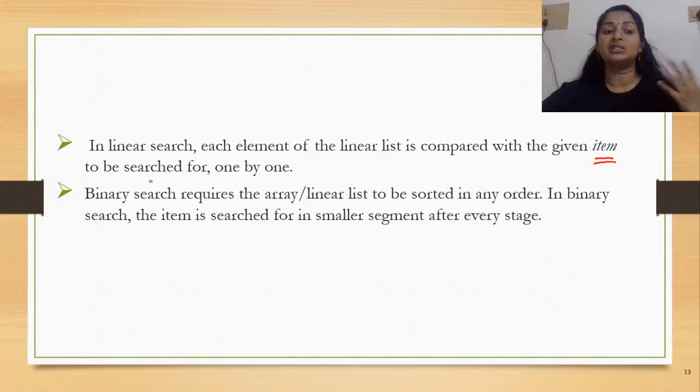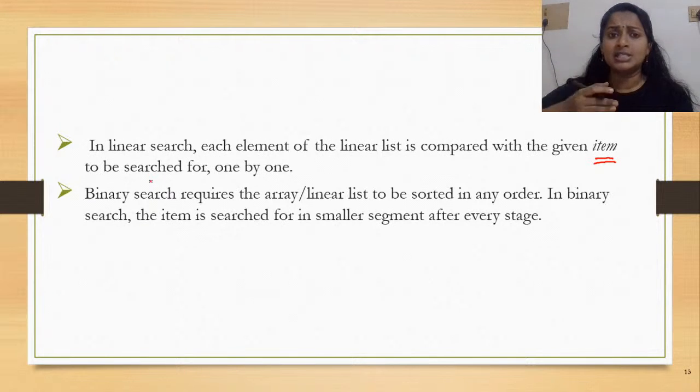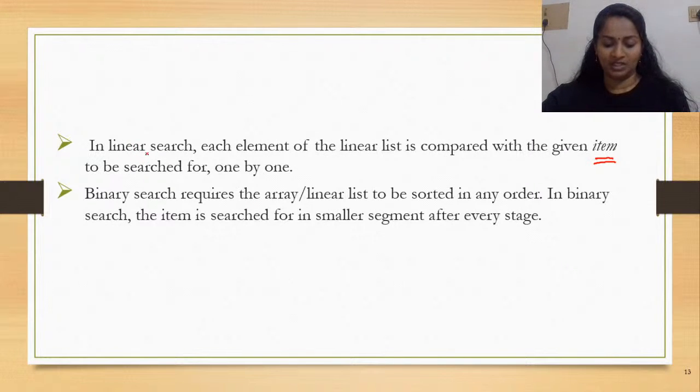Now, how does the linear search progress? It progresses from the very starting position till you reach the end of the list, right? So since this is happening one by one, in a sequence or in a linear fashion, hence the name linear search. Okay.